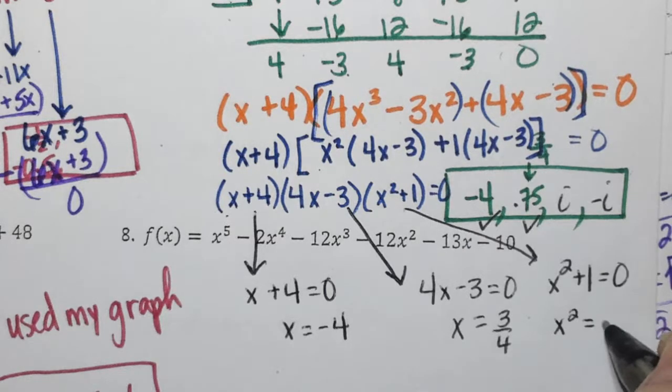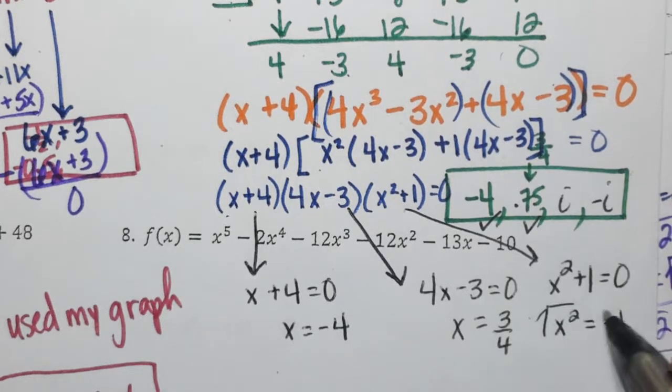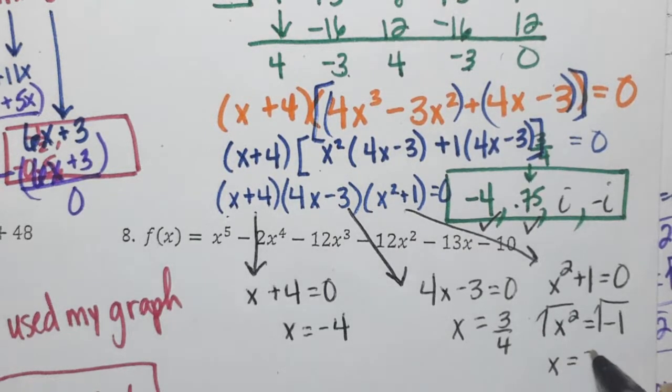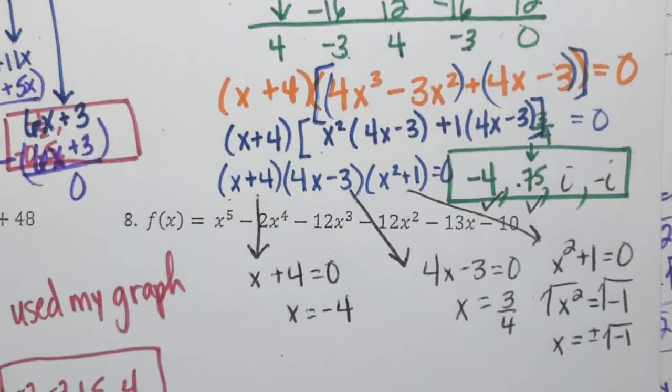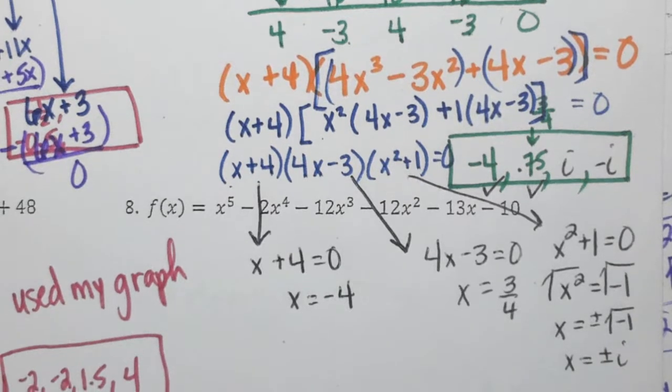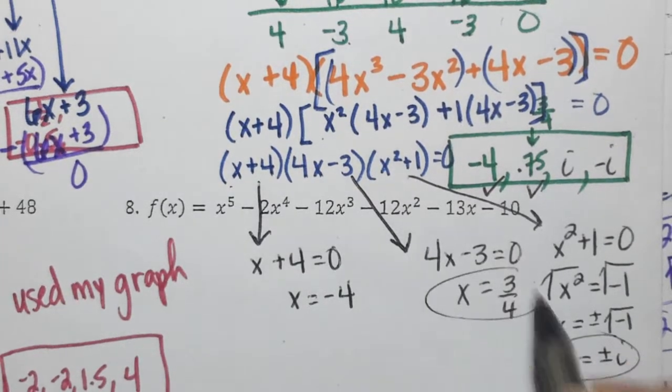So I would have x squared equals -1. I take the square root of both sides. I've got x equals plus or minus the square root of -1. We know what that is. We've been using i for that. So x equals plus or minus i.